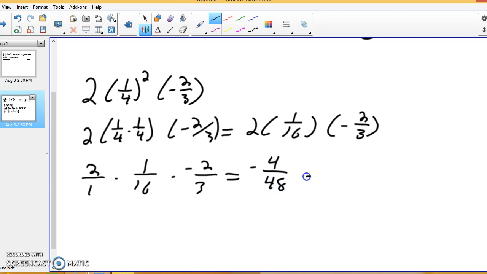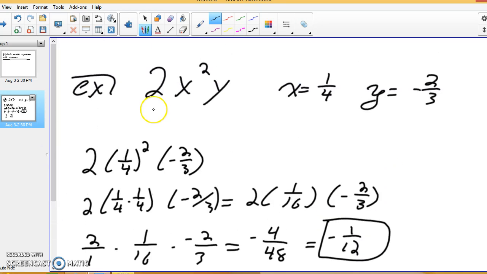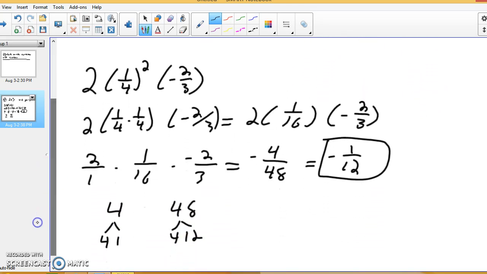Okay, and we can pull a 4 out of each of these: 4 and 1, and 48 is 4 and 12. So if we yank a 4 out of each of them, we have a negative 1/12. So when you have this variable expression, 2x squared times y, when x is equal to 1/4 and y is equal to negative 2/3, by plugging in the variables, we come up with the answer negative 1/12.